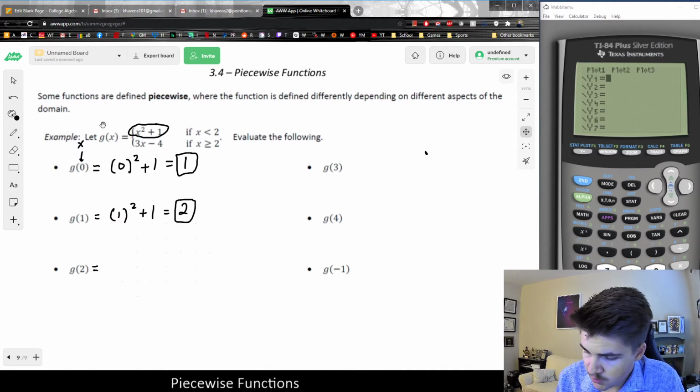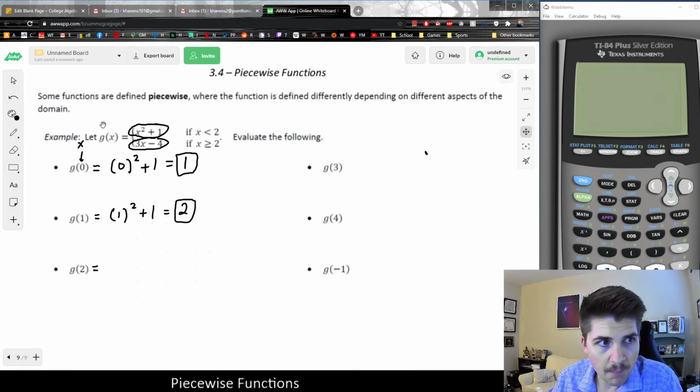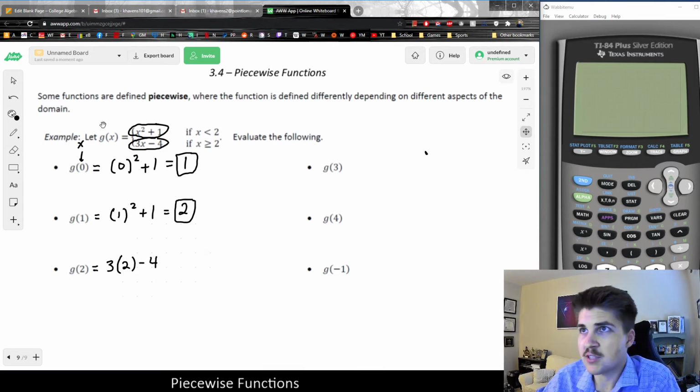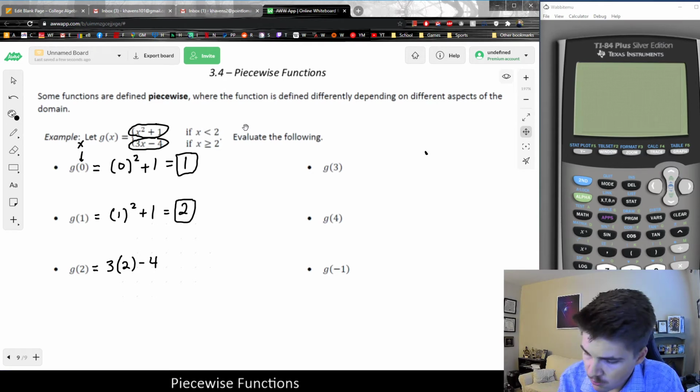So basically, we're going to swap to the second formula for this, because now we're in the portion of our piecewise function where x is greater than or equal to 2. So that would be 3 times x minus 4. And again, we're just going to take 3 times the input minus 4 once we are at that point where we're greater than or equal to 2. And so that would be 6 minus 4, which is also 2.